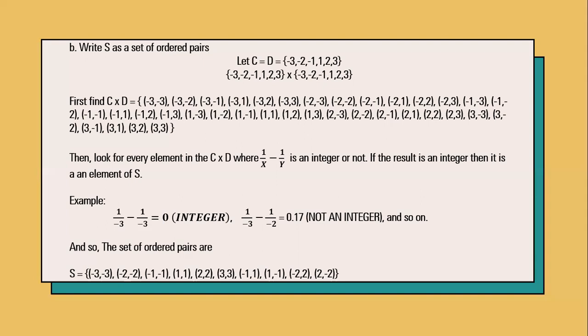And in order to find the set of ordered pairs, we must first find the product of set C and set D.